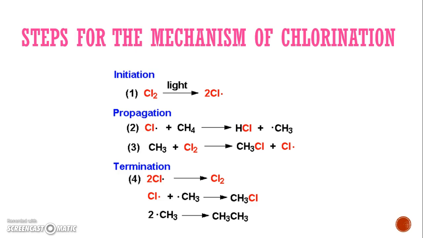Then this methyl encounters another chlorine molecule that is also separated by ultraviolet light, and then you have chloromethane plus a chlorine alone as a free radical. The last step is the termination step.